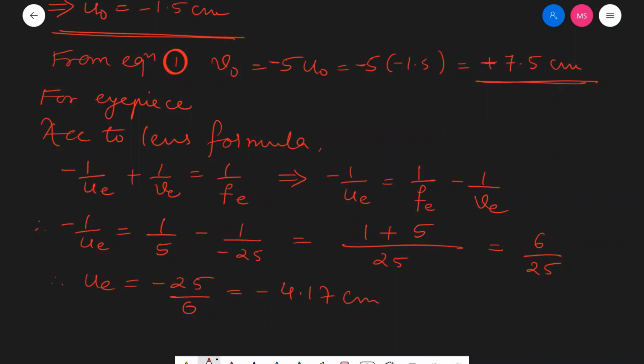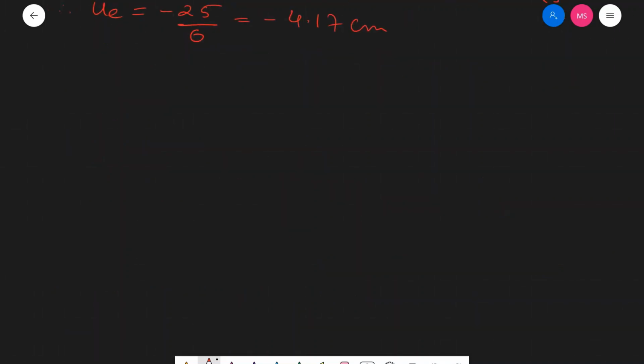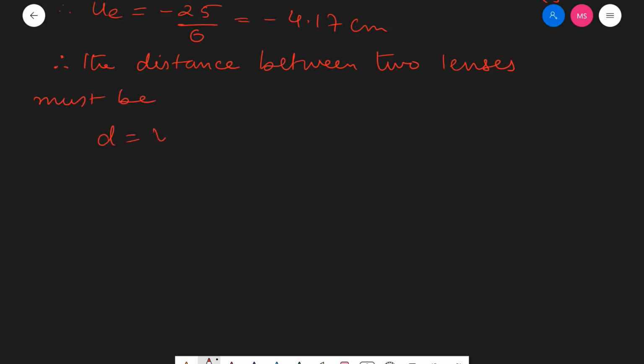Therefore, the distance between two lenses must be D is equal to VO plus the magnitude of UE. So that is equal to VO is 7.5 and UE is 4.17. So that will be equal to 11.67 centimeter. So the separation between two lenses must be 11.67 centimeter.